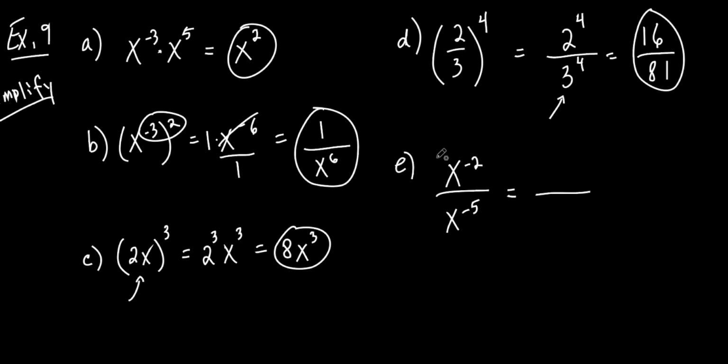So I'm going to take this, flip it to the bottom. What's that become on the bottom then? X to the positive second. Then I'm going to take that x to the negative fifth, flip it to the top. What is that going to become? X to the positive fifth. That's way better than that, wouldn't you agree?